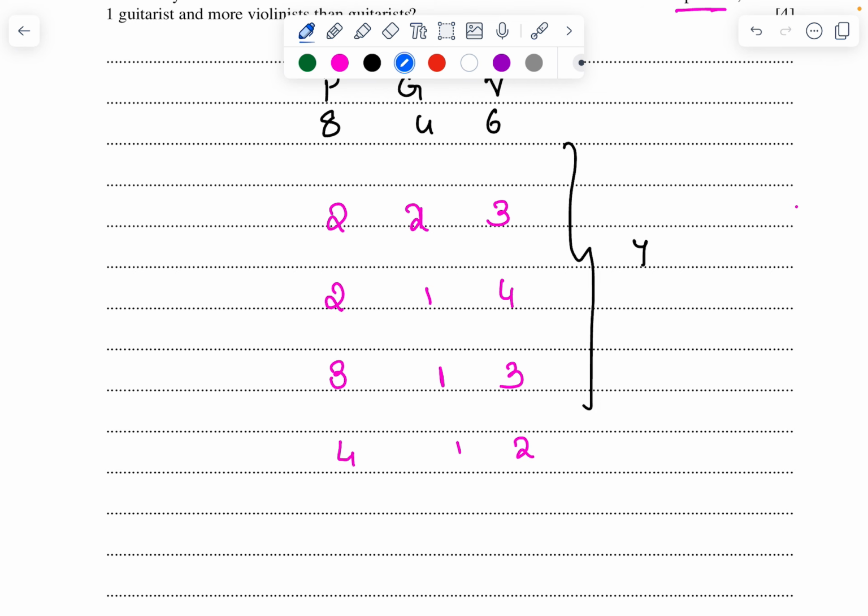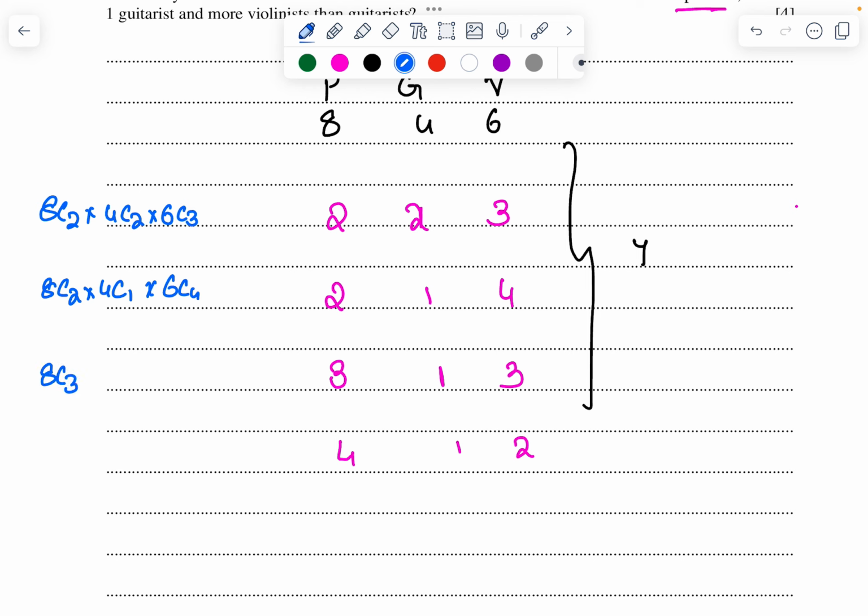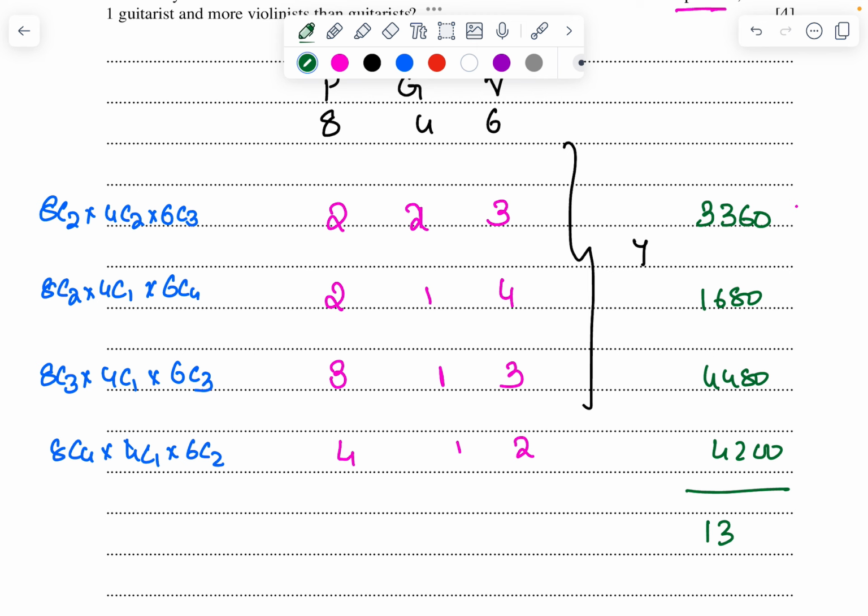So for this one, what should be the answer? 8C2 times 4C2 times 6C3. Then 8C2 times 4C1 times 6C4. 8C3 times 4C1 times 6C3. 8C4 times 4C1 times 6C2. These values are 3,360, 1,680, 4,480, and 4,200. Add them all, 13,720.